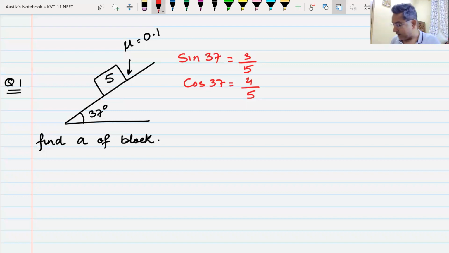Yes, do we have an answer for this one? No one? 5 meters per second square. How did you get it?